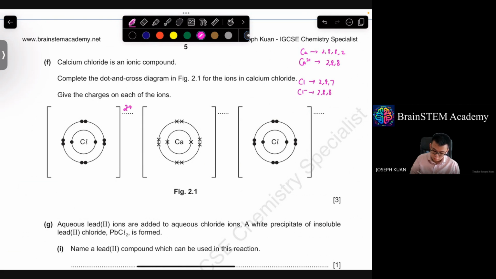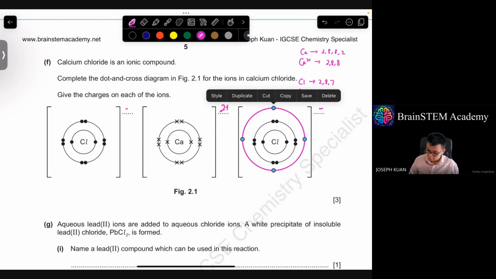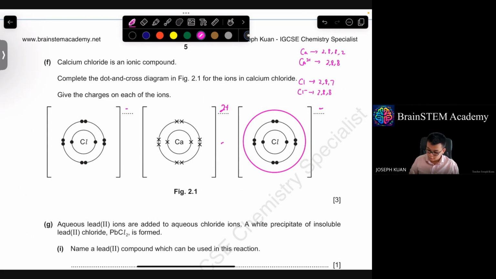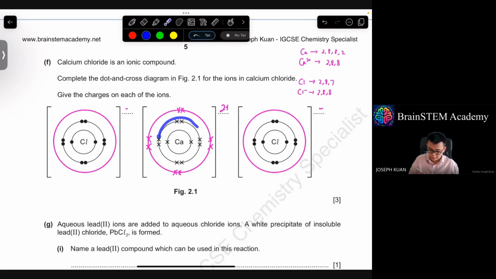Calcium is group 2, so it forms 2+, in the middle. Then our chloride is 1-. You have to draw 8 electrons in the outer shell for the third shell. Essentially you have to draw 8 crosses for the metal ion to show that it's coming from the calcium. And then the dots are from the chlorine atom, which gains 1 electron from the calcium atom.